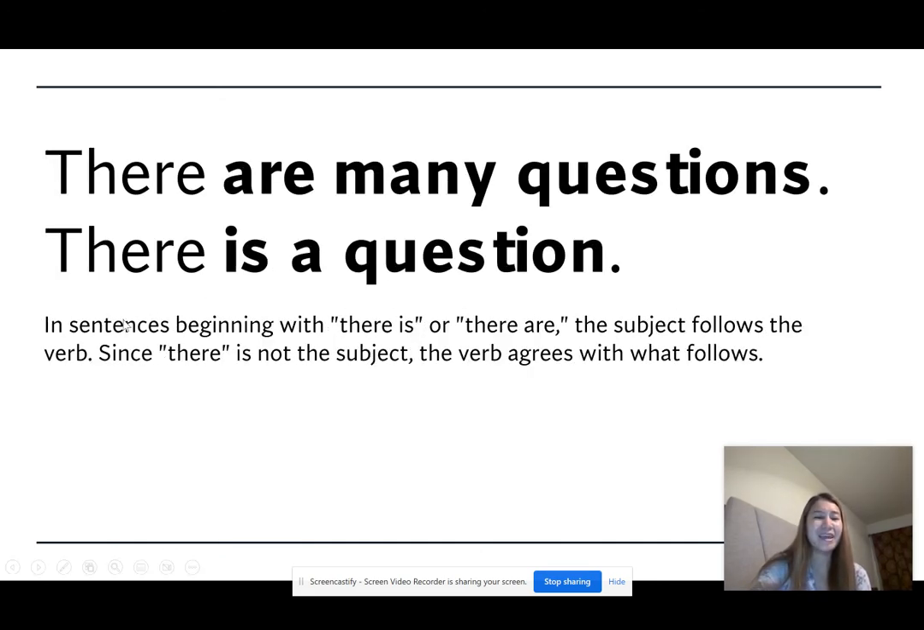In sentences beginning with there is or there are, the subject follows the verb. So it's not there. Sometimes we think that there is our subject when it's not. The subject follows the verb in your sentence. Since there is not the subject, the verb agrees with what it follows. There are many questions, or subject questions. There is a question, subject question, therefore our verb is.